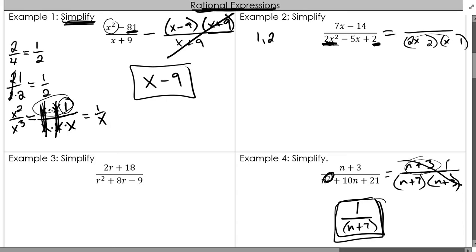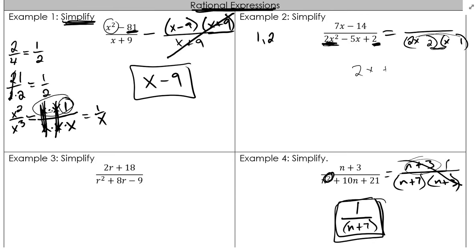2x times x is 2x squared. 2x times 1 is 2x. And then 2x times 2 times x is 2x. What's 2x plus 2x? 4x. They wanted a negative 5x. So obviously that's not what we're looking for.